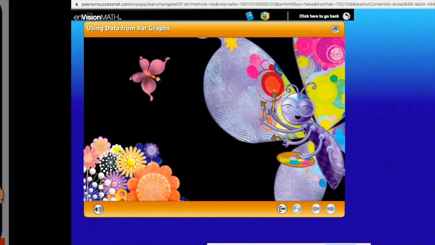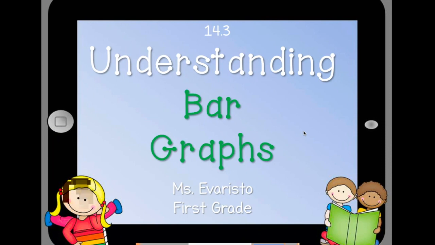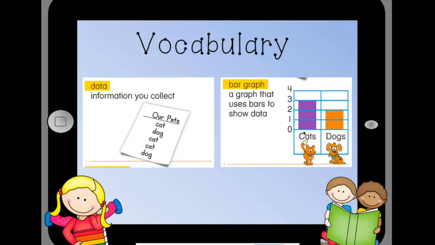All right, now we're going to do a little bit of practice problems together to make sure that we understand bar graphs. So let's go right into it. Let's review our vocabulary. We have data, which is the information that you collect for a graph. And today we were introduced to bar graph. And a bar graph is a graph that uses bars to show data or information.